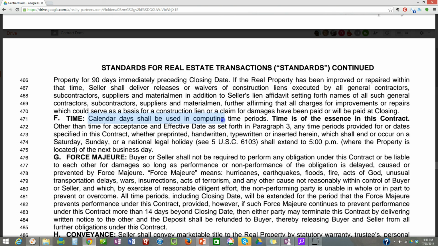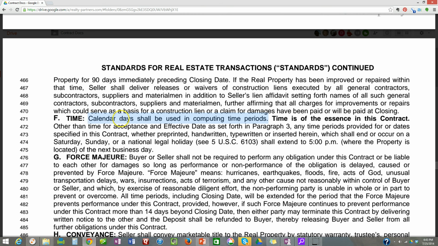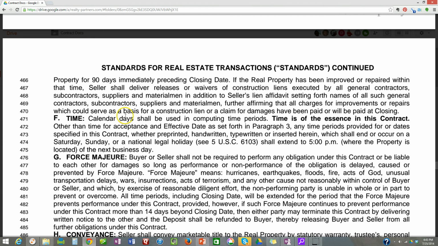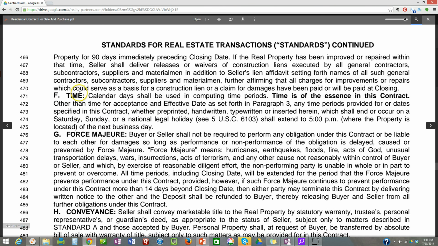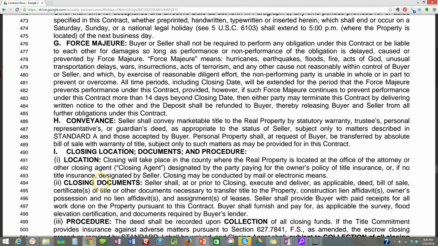Time, again, calendar days. It used to be, and there's still some boards that have their own contract versions that they use, that there are business days used as days instead of calendar days. For example, I remember when I first started, the as-is contract had business days and the traditional contract had calendar days. So you want to make sure that you are aware whether X days means business days or calendar days, and when that due date will actually be on the calendar.